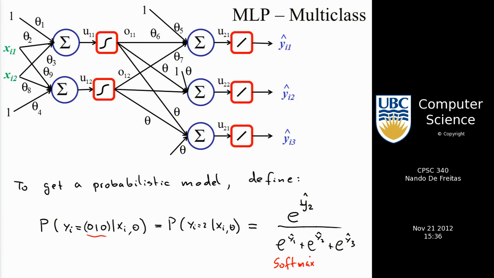If I put a sigmoid there, actually it would still work. In this case, it actually doesn't matter if it's a sigmoid or linear. It's just a bit more elegant to use the identity.